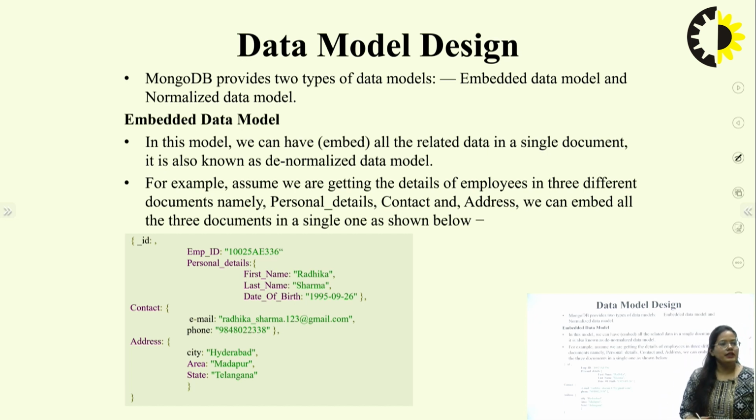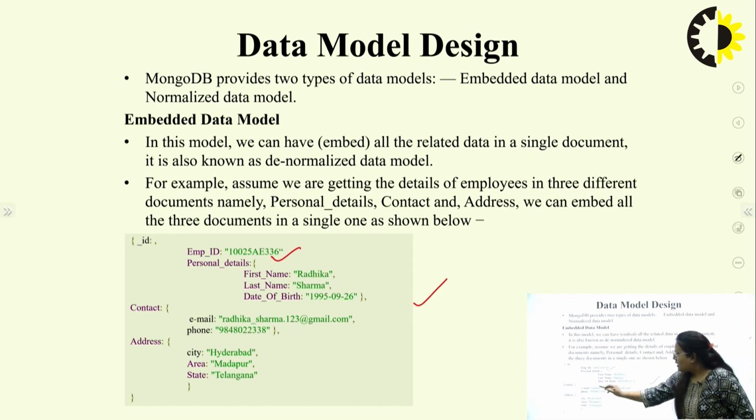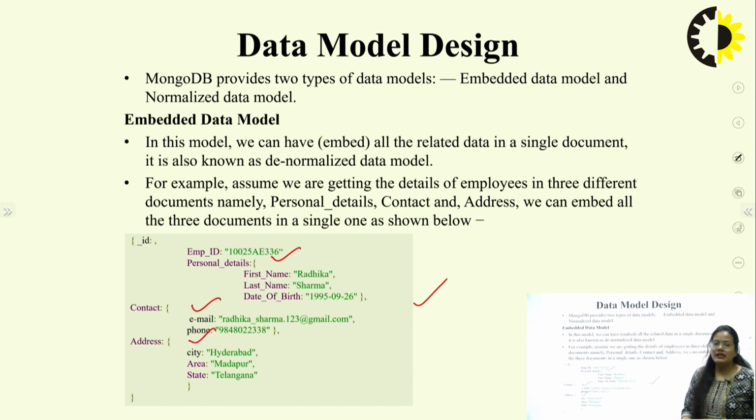First one is embedded data model. In this model, we can embed all the related data in a single document. It is also known as denormalized data model. For example, assume we are getting the details of an employee in 3 different documents, namely personal details, contact, and address. We can embed all 3 documents in a single one, as shown below. Personal detail, contact, and address. These 3 pieces of information are stored in a single one.